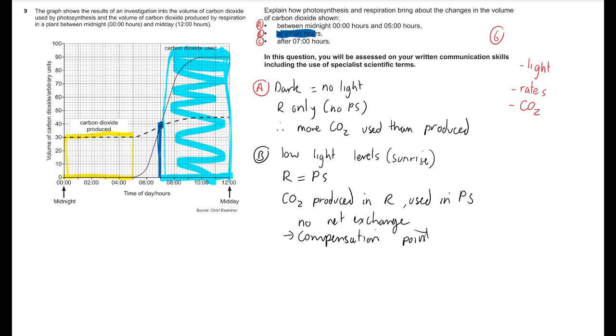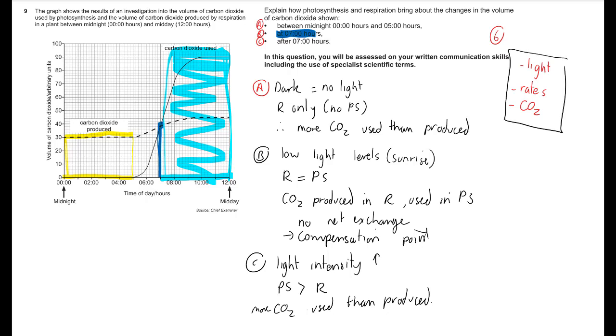And finally then, what happens after 7? Light intensity continues to increase. Therefore, the rate of photosynthesis is greater than the rate of respiration. So there's more carbon dioxide used than produced. And that's how you would answer that question. Always focus on light, then the rates, then levels of carbon dioxide. And that is the end of this video. Thank you. Goodbye.